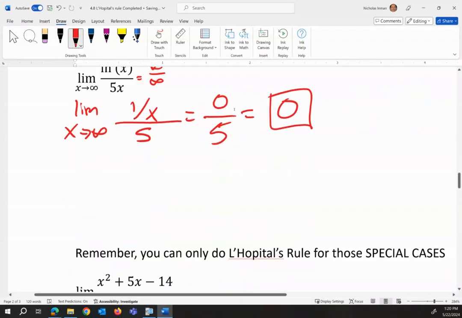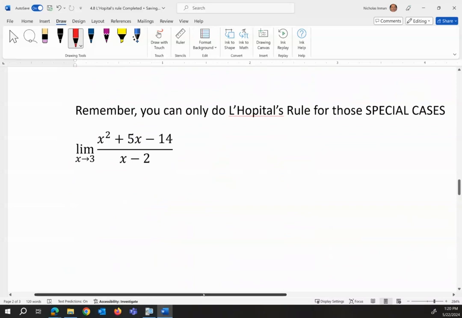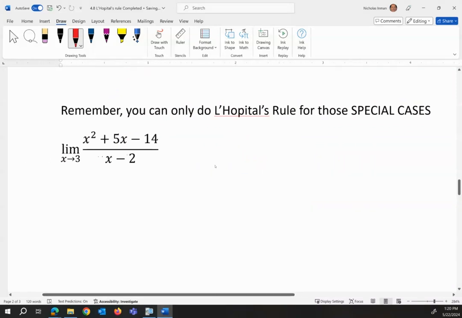We can do that. Now, again, you can only apply it in those two special cases, only if you have infinity over infinity or 0 over 0. So, for instance, if I try to plug in 3 here, 3 squared, that's 9. 5 times 3, that's 15. 9 and 15, that is what? 24 minus 4, that's 10 over 1, 10.